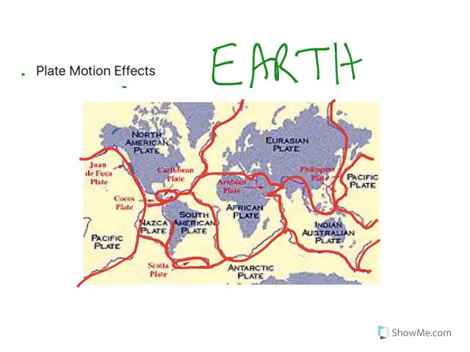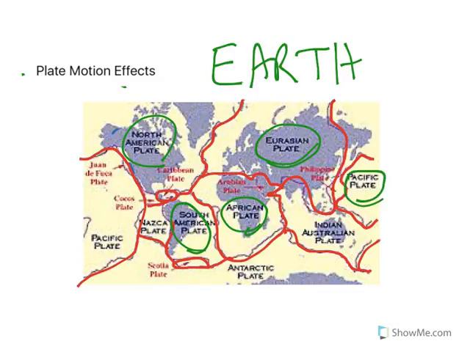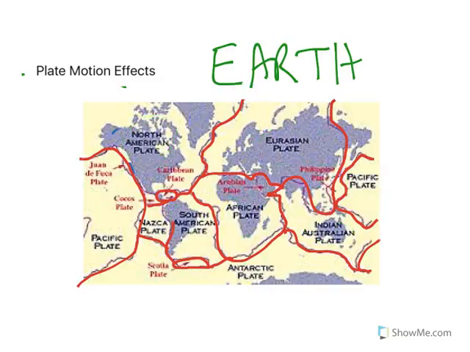Now notice that Earth is broken up into plates, and I've outlined the plates in red. Now the plates are labeled, so we have the North American plate, the South American plate, the African plate, the Eurasian plate, and here's your Pacific plate, and your Indian Australian plate, and the Antarctic plate. And there are other plates, but these are your major large plates. Now that we've defined our major plates, let's talk about plate motion effects.